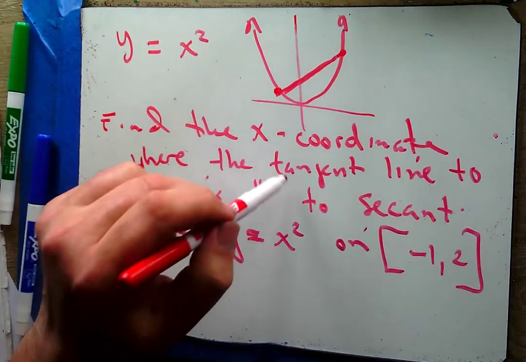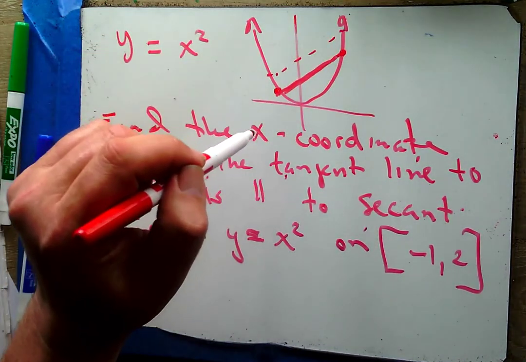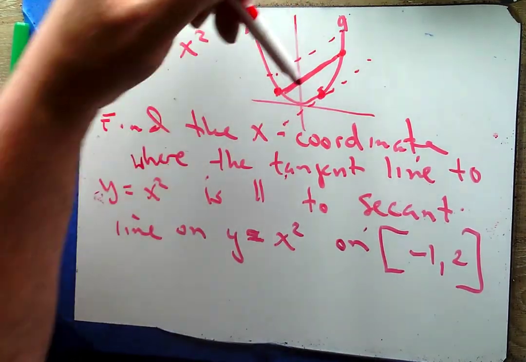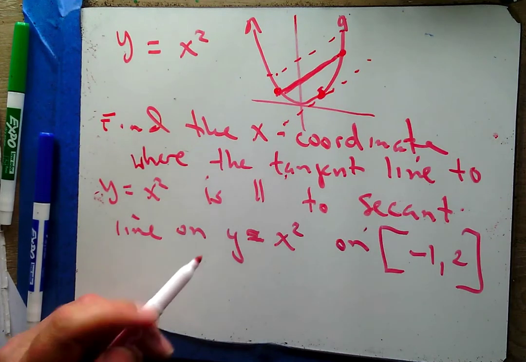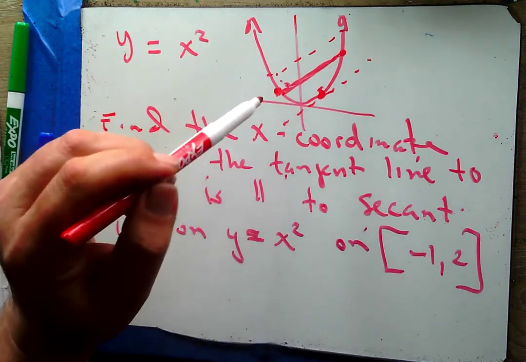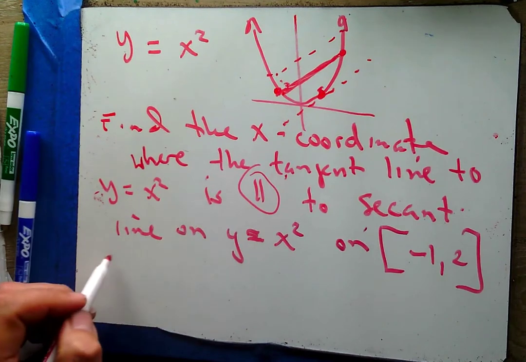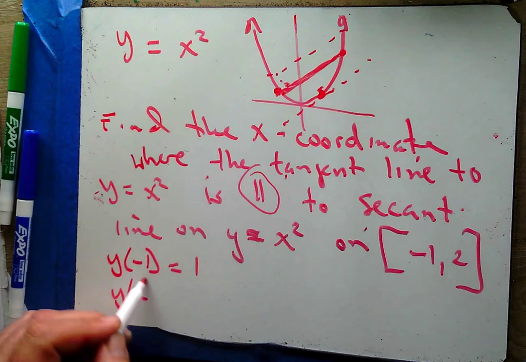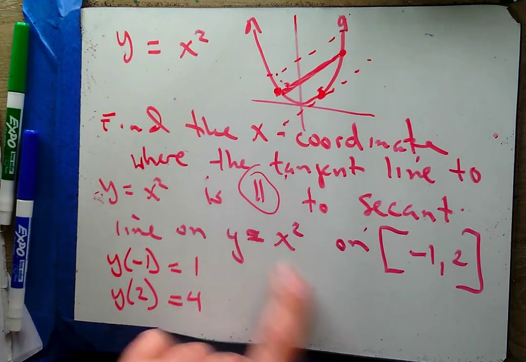But that line is a tangent line, so I'm not going to be looking for something like this that touches twice, another secant line. I'm going to be looking for something like this that touches only once, a tangent line. Okay? All right, so how am I going to do that? Well, first, I need to find the slope of this line, because I know that parallel lines have the same slope. So I need y of negative 1 and I need y of 2. And how did I get those? I plugged negative 1 in there, I plugged 2 in there.